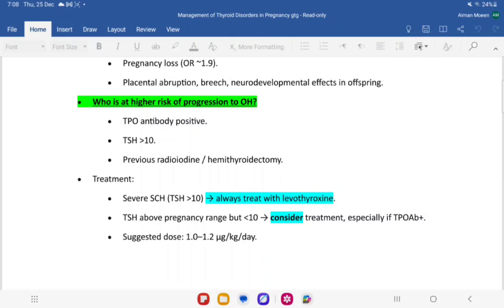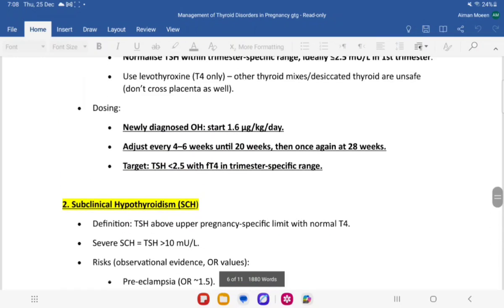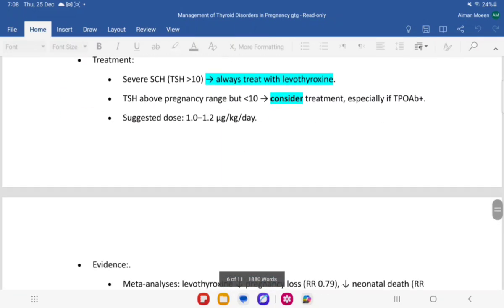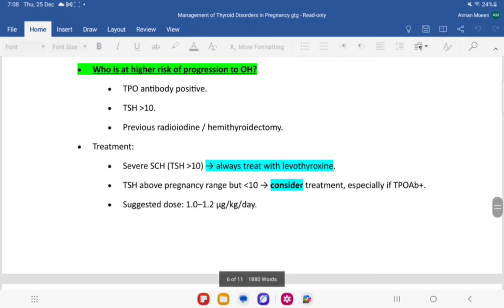So what is our aim? For overt hypothyroidism, the clear-cut aim is to start the treatment. Okay, we will not wait because it is related with a lot of side effects: neurodevelopmental delay of the baby, drop in the child IQ, miscarriage, preterm birth. So without a second thought, overt hypothyroidism is for treatment. But in subclinical hypothyroidism, whenever we have the severe kind, that is the TSH is more than 10, we need to treat it always at every cost.